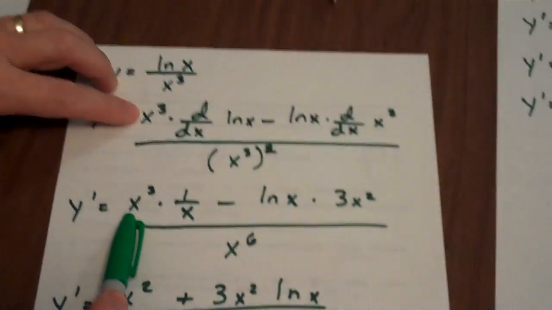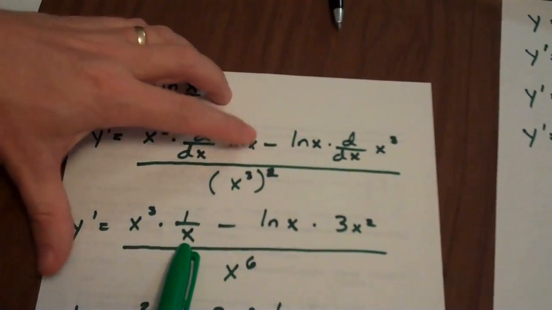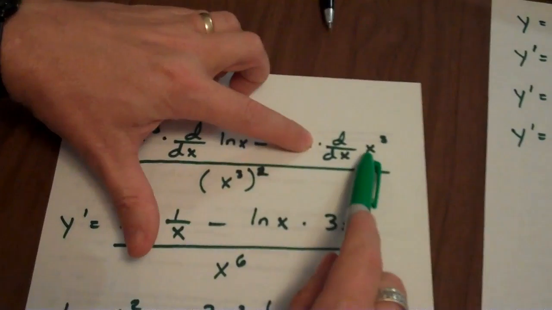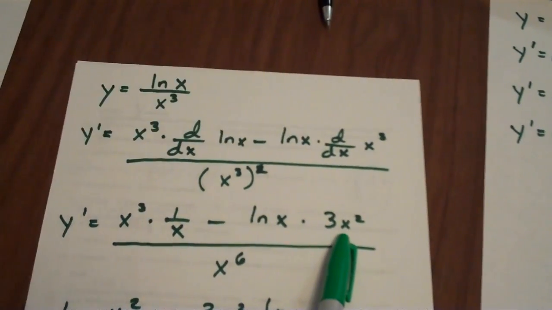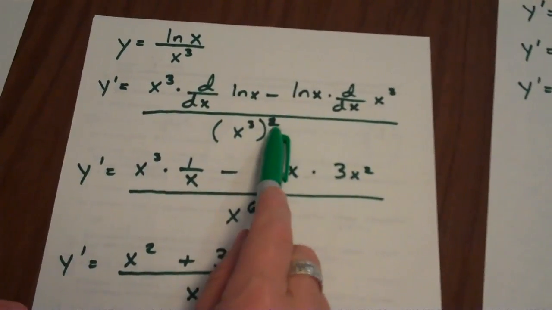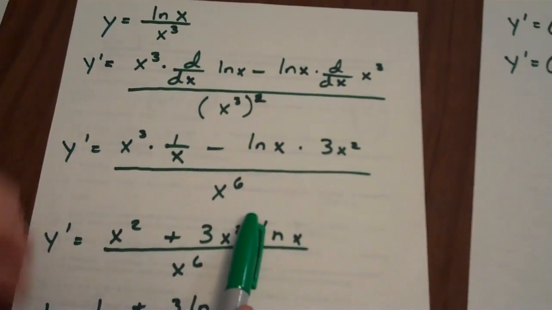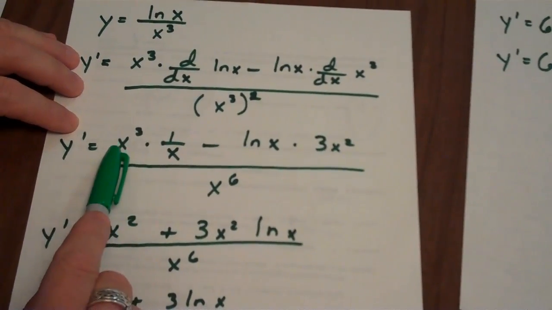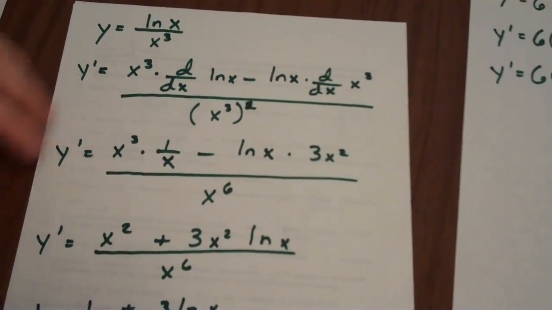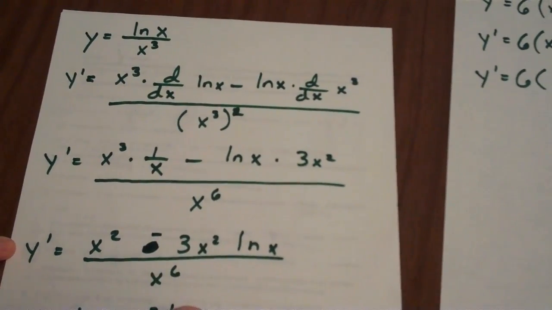X cubed I just copied. The derivative of the natural log again is 1 over x minus natural log times the derivative of x cubed, which is 3x squared, all over x cubed squared is x to the 6th. Now let's do some more algebraic simplification. Notice that my cube and my power of 1 cancel, leaving a power of 2. And I've miscopied here. This should be a minus, of course.